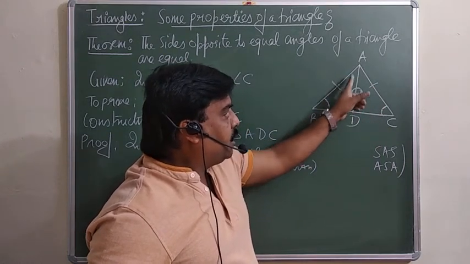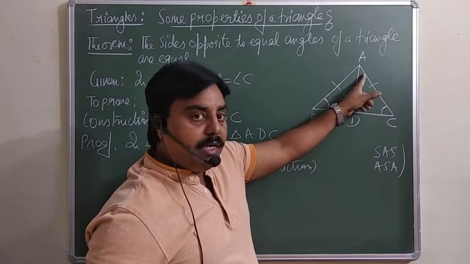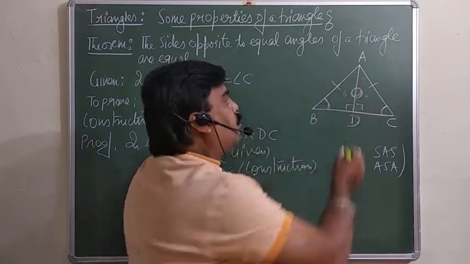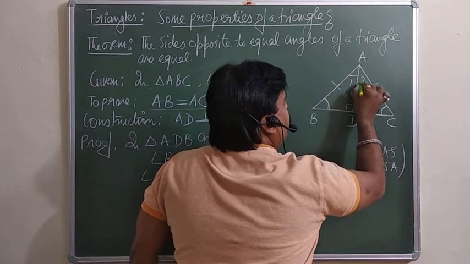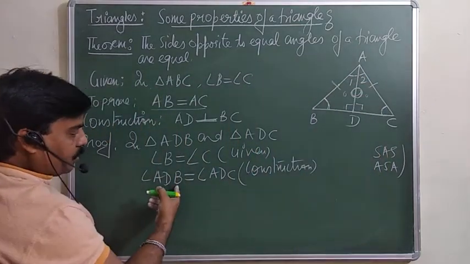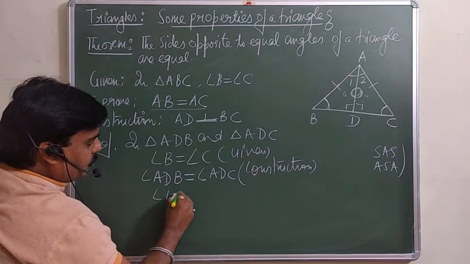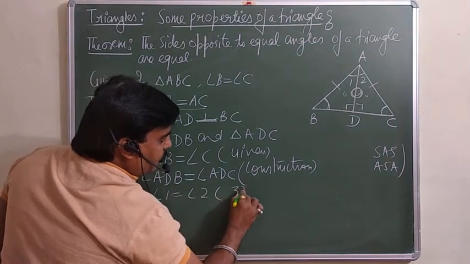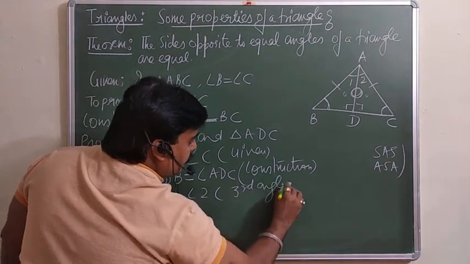And the sum of these three angles is 180. The sum of these three will also be 180. Then you can say this angle will be equal to this one. Angle 1 will be equal to angle 2 because they are the third angles. So you must take the help of that. Angle 1 is equal to angle 2, that is your third angle. Third angles.